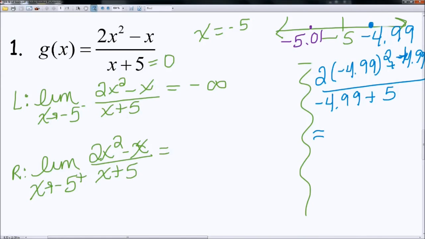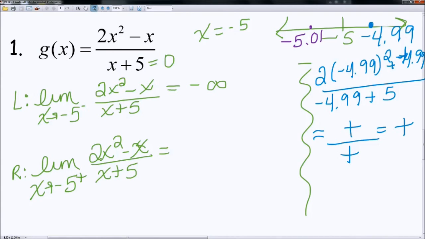If I add another positive value, I have a positive number plus another positive number. And so a positive plus a positive is equal to a positive. So I have a positive numerator. So let's check the denominator. If I add 5 plus negative 4.99, I'm still going to get another positive number. So essentially a positive divided by positive yields a positive y value.